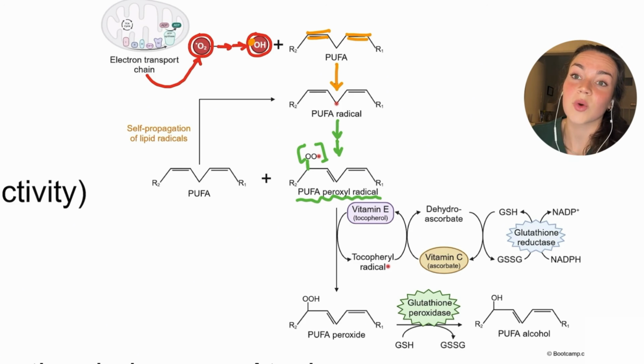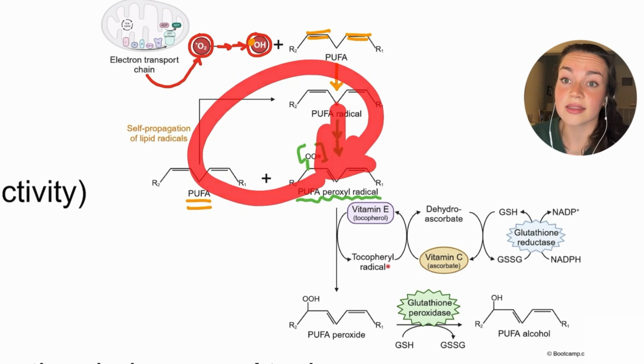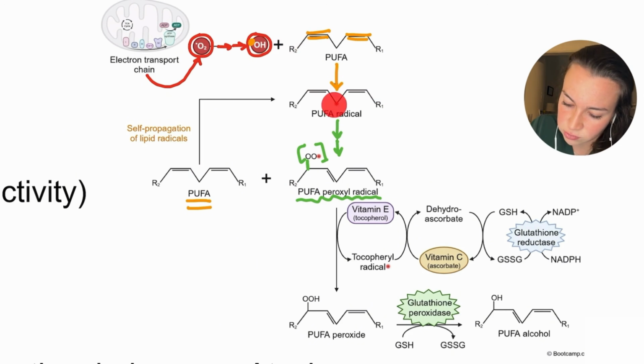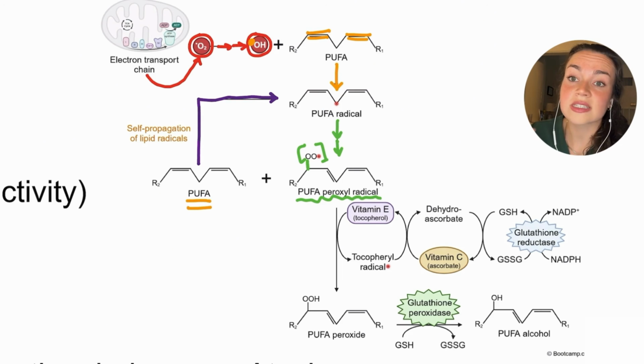What I mean by that is when a PUFA peroxyl radical encounters another PUFA, another polyunsaturated fatty acid, just like that we started with up here, it can transfer that free radical onto the polyunsaturated fatty acid and form another PUFA radical, which can go back and form another peroxyl radical, and so it can keep running this loop and activating more and more polyunsaturated fatty acids into that radical form. That process of the PUFA peroxyl radical meeting and free radicalizing is called self-propagation of lipid radicals. That's what we're referring to.